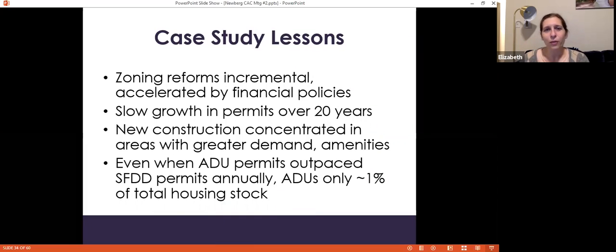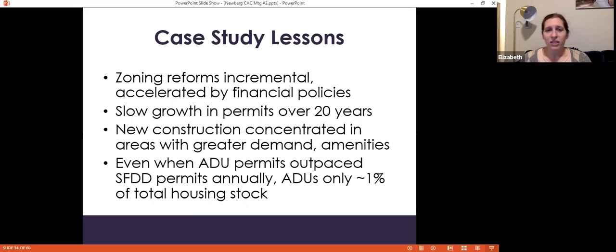So some lessons that we see from this, again, it's the incremental zoning reforms accompanied by financial policies that seem to make the difference for ADUs. And we don't know if that's gonna be the same story for middle housing or not. But nevertheless, we're probably looking at pretty slow growth in permits over the next 20 years. And that, even in a place like Portland, let alone other cities in the metro area that I've worked with on ADU permits where their cumulative permits are still less than 50, let's say, less than 30 in many cases.